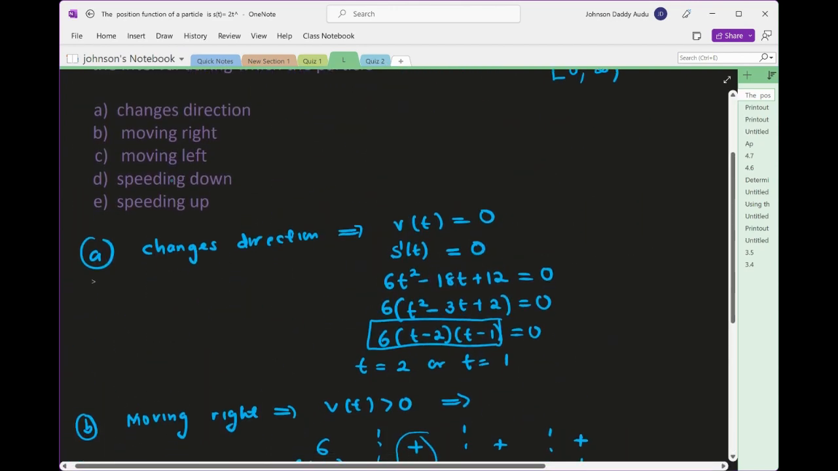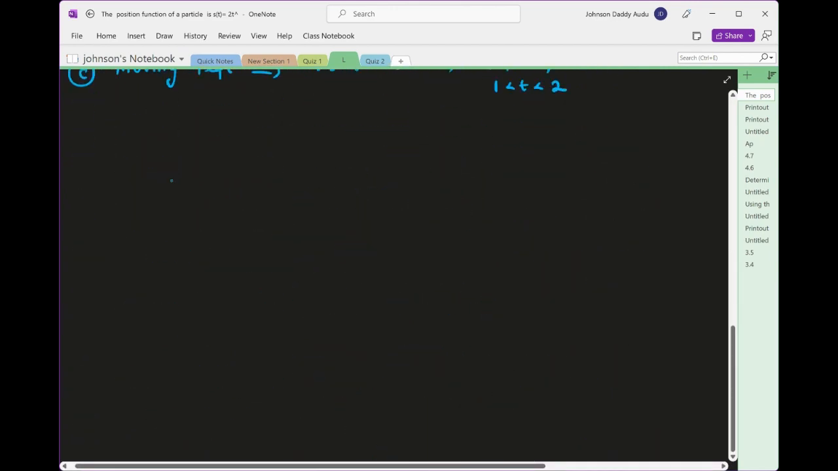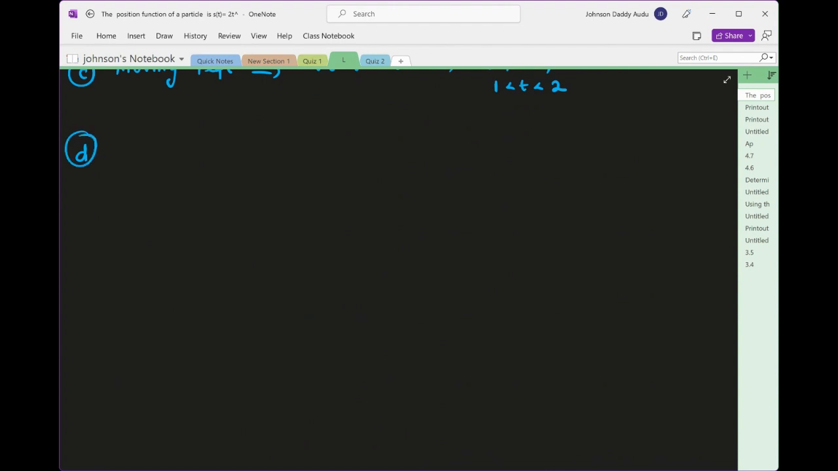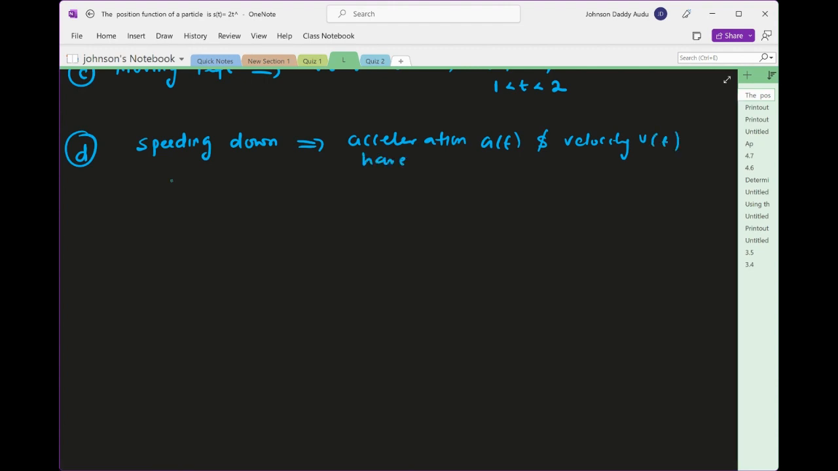Okay, so let's move. The next question is to find where it is speeding down and speeding up. Now to do this, you need the acceleration. Why? Because when we say speeding down, it means that the acceleration and the velocity v of t have opposite sign.